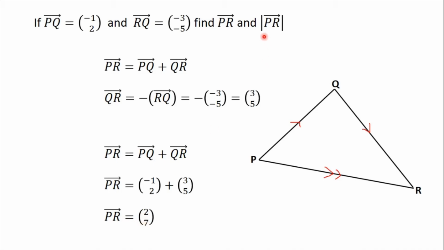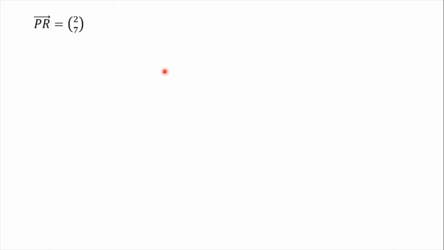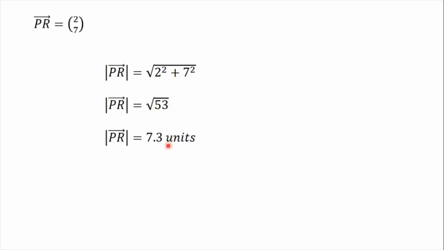The second part of the question says that we should find the magnitude of the vector PR. In the video on finding the magnitude of vectors, we learned that the magnitude of vector PR is equal to the square root of the x component squared plus the y component squared. So 2 squared plus 7 squared, and this will give us square root of 53. If you find square root of 53 on your calculator, you are going to get 7.2 point, then a lot of decimals. We are rounding this to one decimal place, so it will give us 7.3. We don't know the units here, so we have 7.3 units.